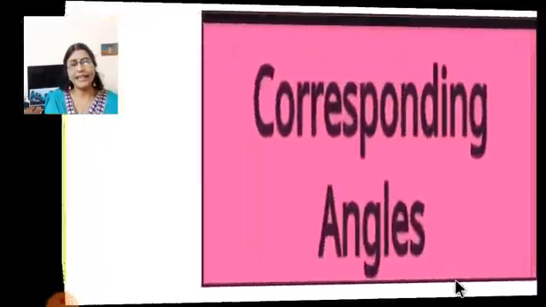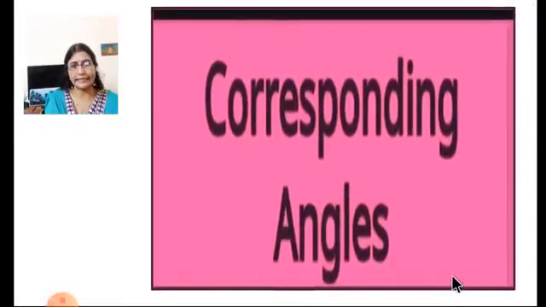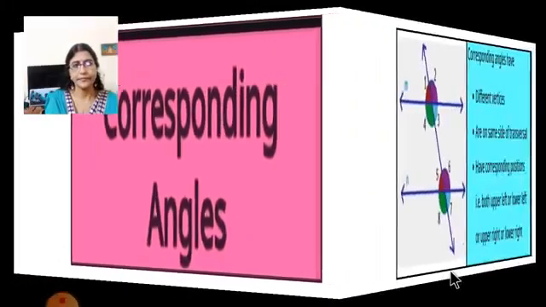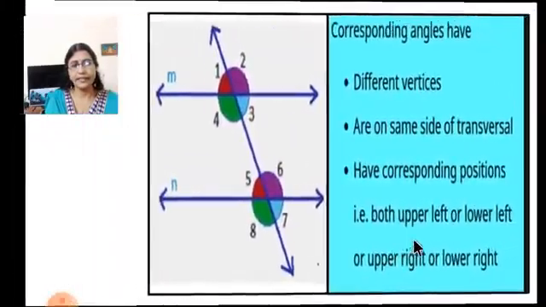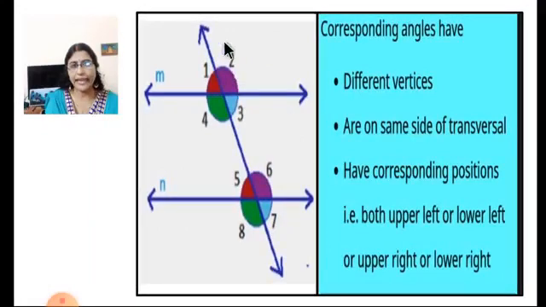Now we will understand which are corresponding angles. Now children, here you see these are the two lines and this is the transversal. You can see here it is named as M and N. So first thing, for corresponding angles you have to see that they should have different vertices. Here you can see this transversal is intersecting these lines at this point and this point.